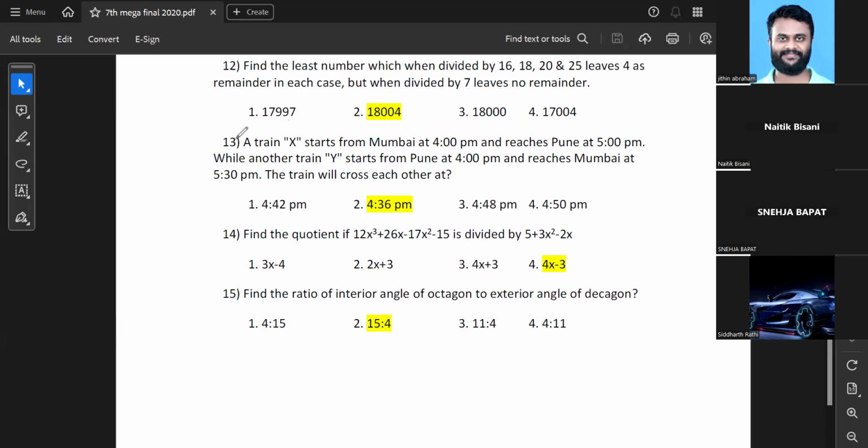Proceeding further. Train X starts from Mumbai at 4 p.m. and reaches Pune at 5 p.m. Another train Y starts from Pune at 4 p.m. and reaches Mumbai at 5:30 p.m. The trains will cross each other at what time? So first of all, the distance is same. Okay, I'll give you a minute to first think, and then I'll discuss this problem.